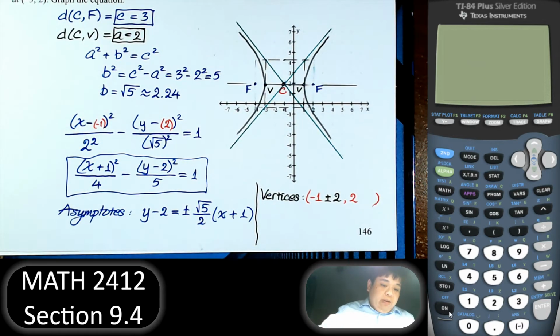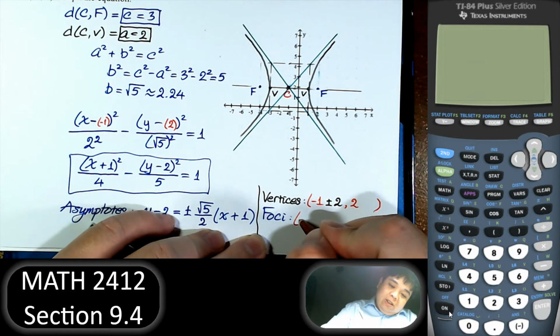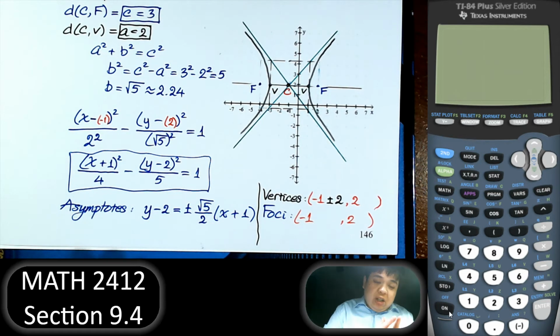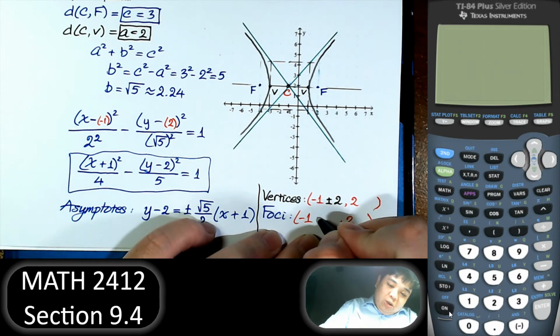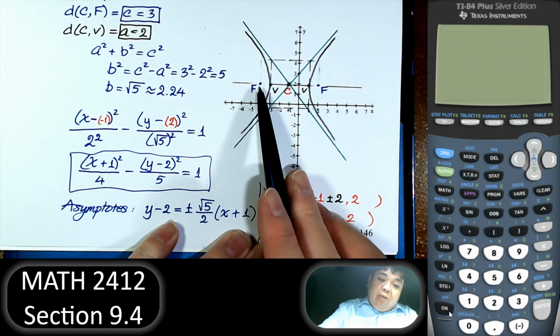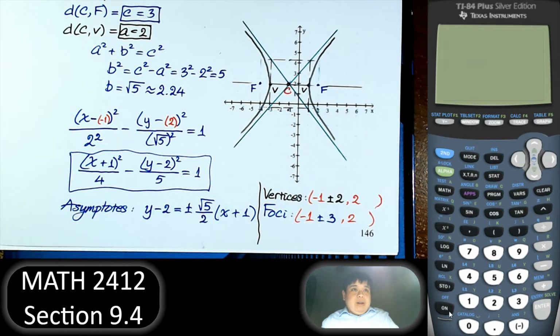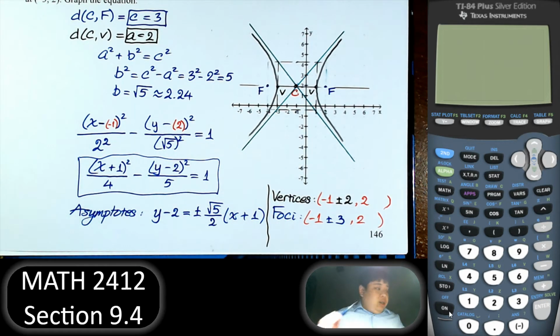If we want the foci, we start from the center, but this time the distance from the center to the foci is 3, so we just have plus or minus 3, and that gives us the foci at -4 and 2 and 2 and 2. Right, so yeah, as always, try to link between the equation, the graph, and the characteristics of the conic section. The conic section here is a hyperbola.